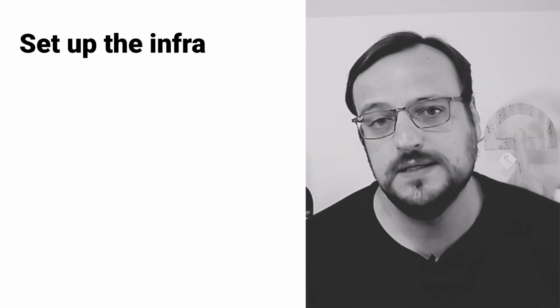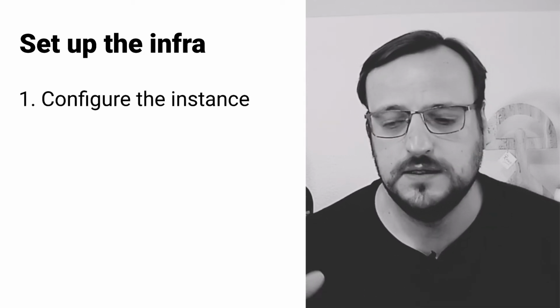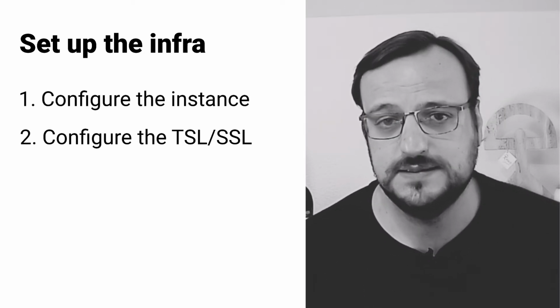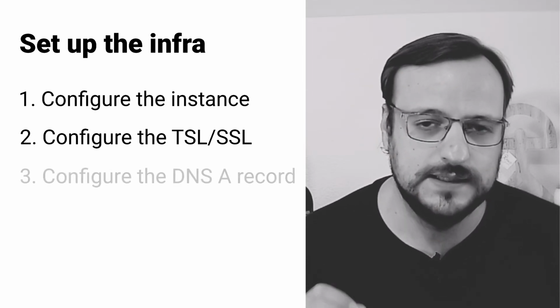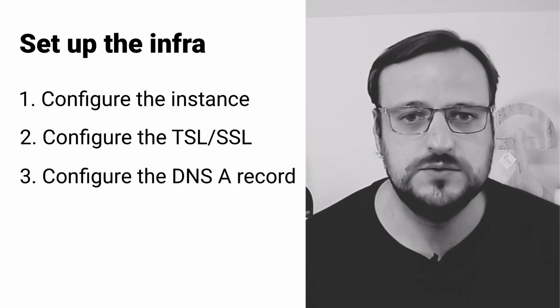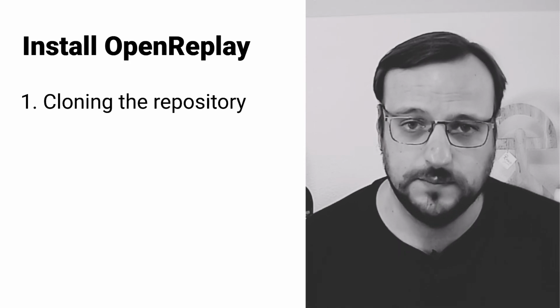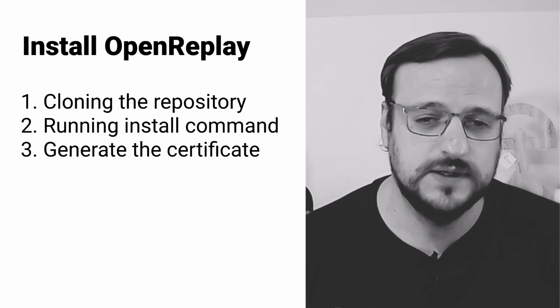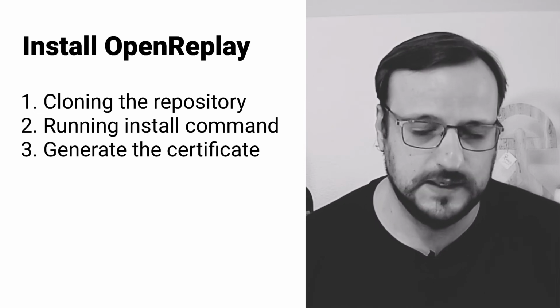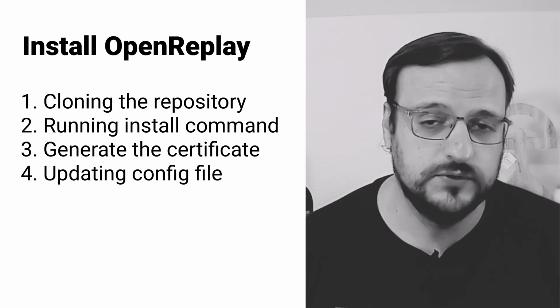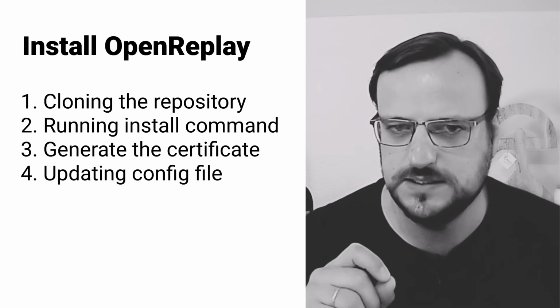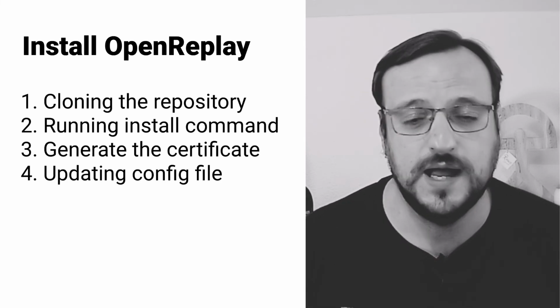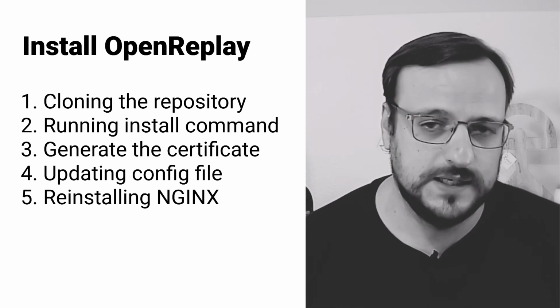Remember, you first need to set up the infrastructure, which means setting up the instance, then configuring the SSL certificate, and finally configuring the DNS A record to point to the instance. Second, you have to install OpenReplay, which means cloning the repo, running the installation command, generating the certificate if you don't have one already from a valid certificate authority, updating the configuration files to configure the HTTP to HTTPS redirection, and finally reinstalling OpenReplay's Nginx.